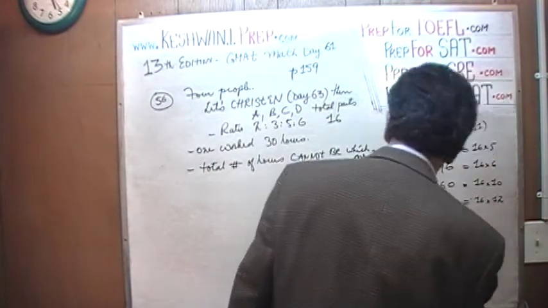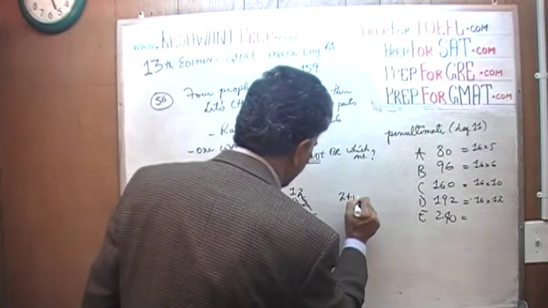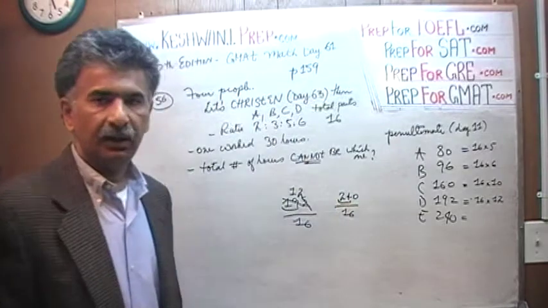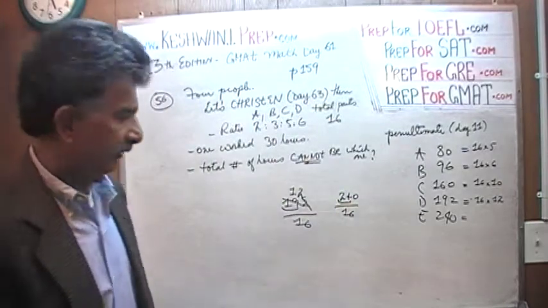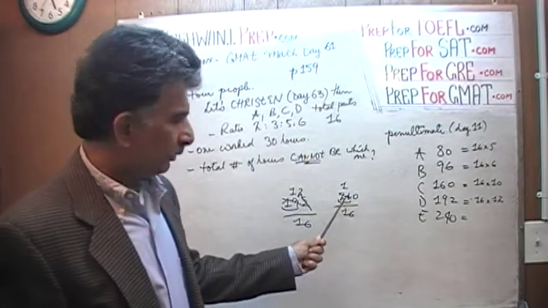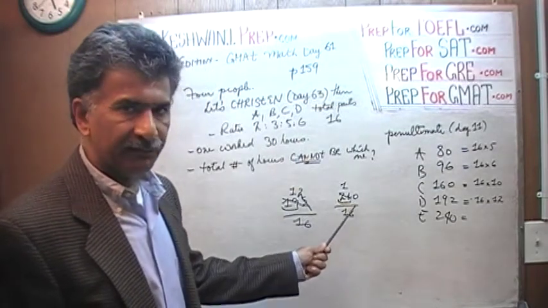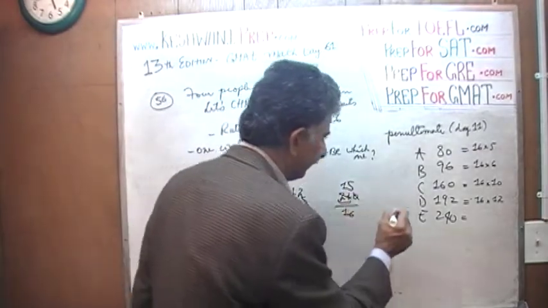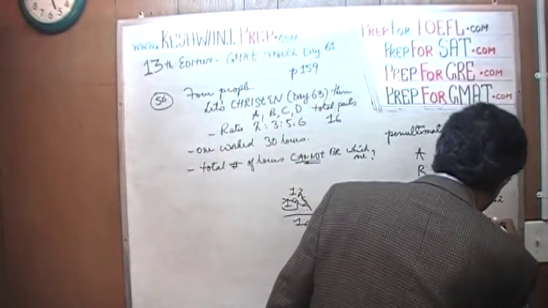And finally, 240 divided by 16. How many 16 in 24? 24 has one 16. The remaining 8 goes and joins this guy, becomes 80. How many 16 in 80? 80 has 5 16s.